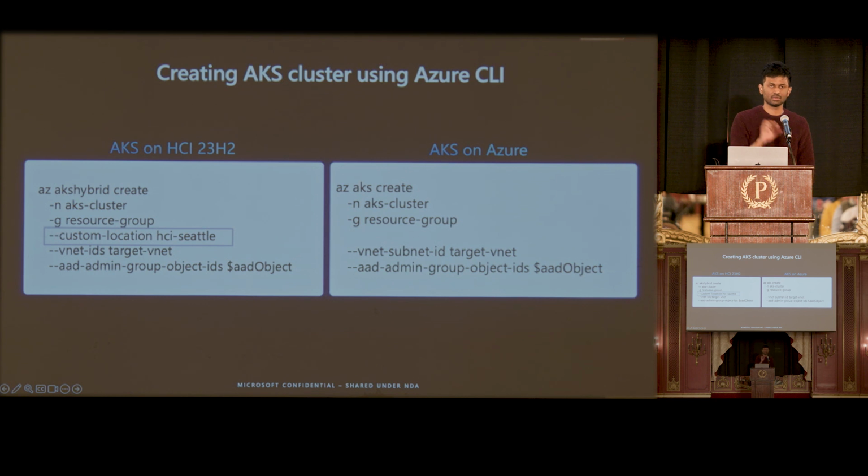In terms of CLI as well, it's nearly identical. So the only two differences you see is az aks hybrid create instead of az aks create. And the second difference is that you will see a custom location parameter over there. So think of this as being a site. You can have Azure Stack HCI set up in a particular place, and you can say that, hey, I want my custom location to point to that, and I want my AKS edge cluster sitting on top of that.